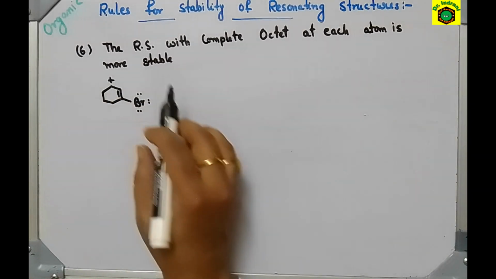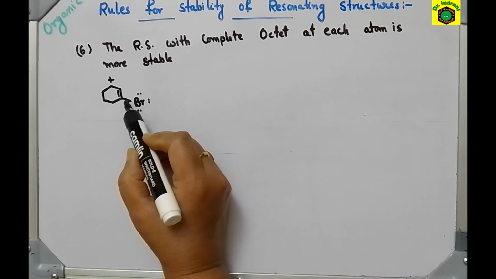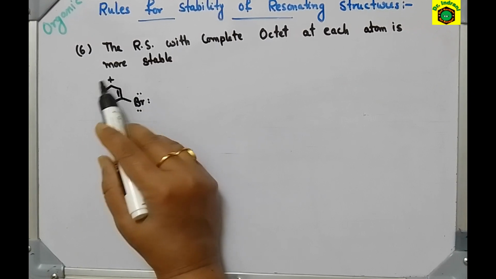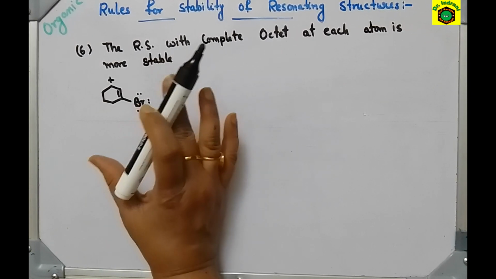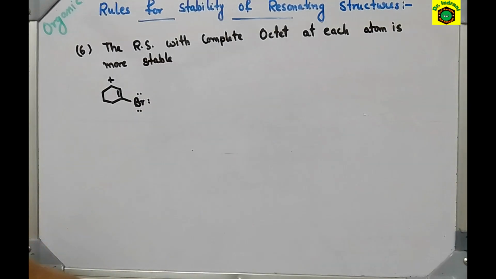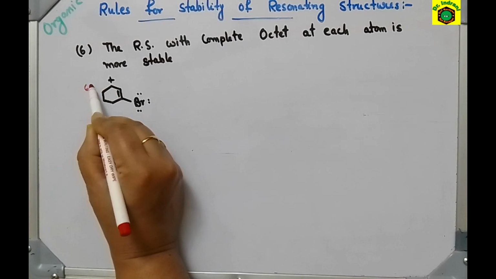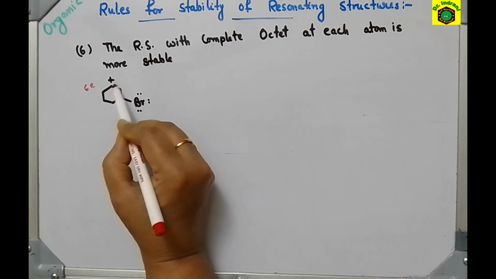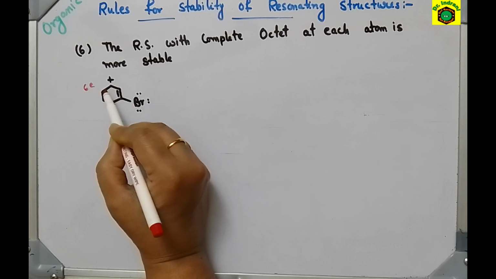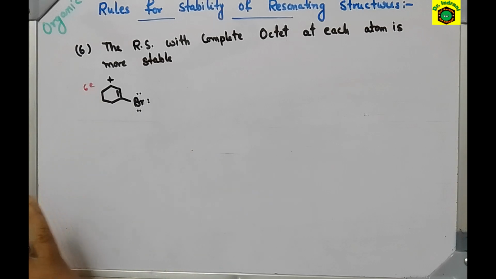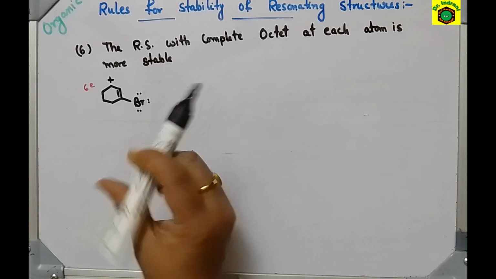Suppose you are having these species: lone pair, single bond, double bond, vacant orbital. So here resonance is possible. Now see, this carbon is having how many electrons? This carbon is having 6 electrons, because here one extra hydrogen is there. So 1, 2, 3, 4, 5, 6. 6 electrons are there. So incomplete octet is present there.